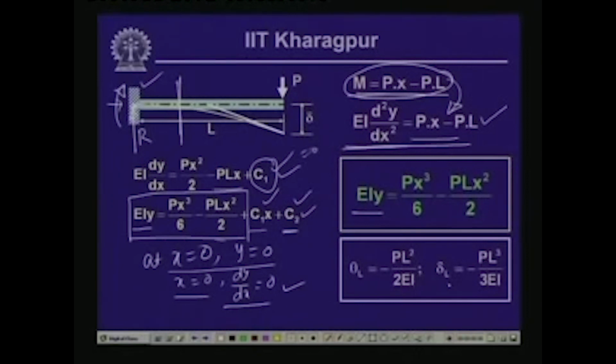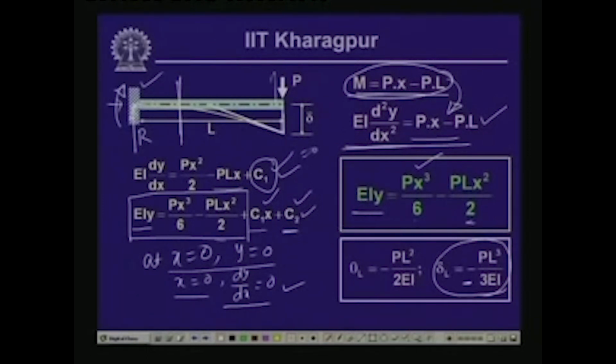Now, if we would like to compute the value of the deflection at the tip, which is at x equals L, we substitute x equals L over here, then we get PL cube by 6 minus PL cube by 2, and eventually we get PL cube by 3EI. Delta is equal to minus PL cube by 3EI, and we get a minus sign because it is in the opposite direction of the positive y direction. So, this is the value of the delta which we get.